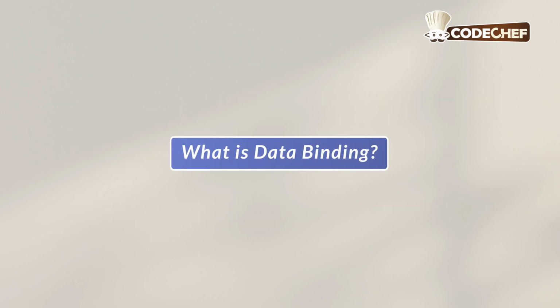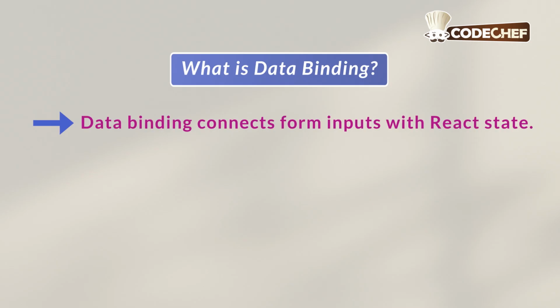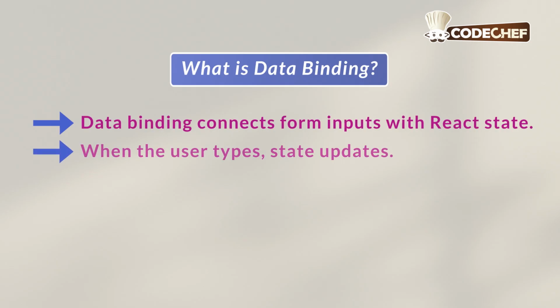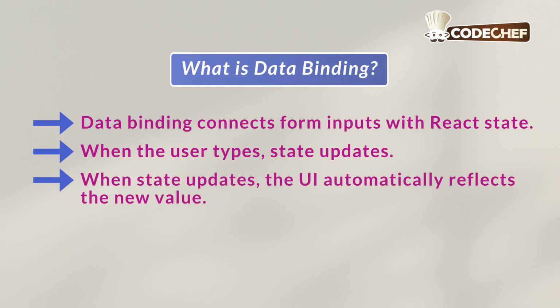So what is data binding? Data binding means connecting an input field with React state. When the user types something, the state updates. When the state updates, the UI automatically reflects the new value. This creates a smooth two-way connection between user input and the screen.